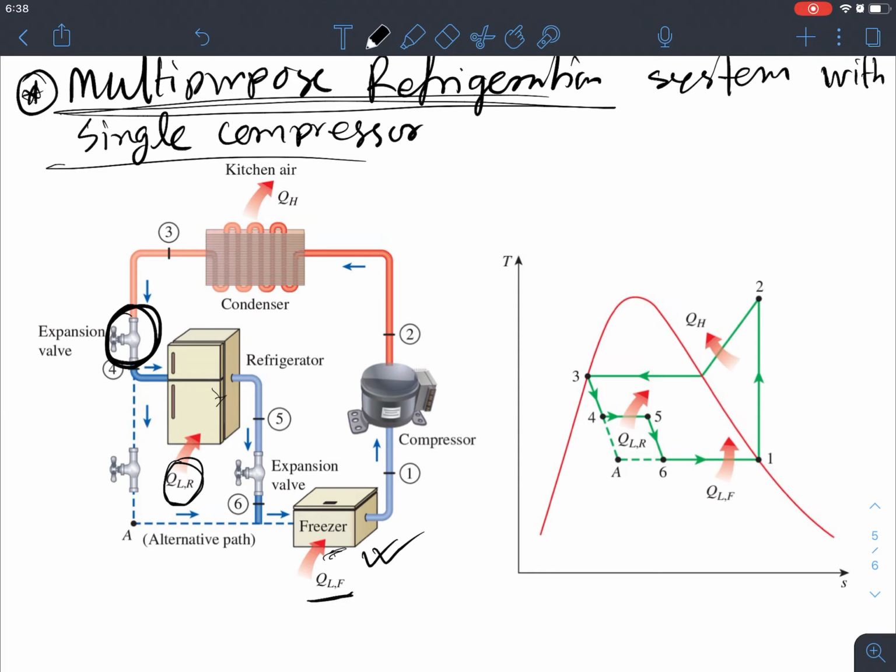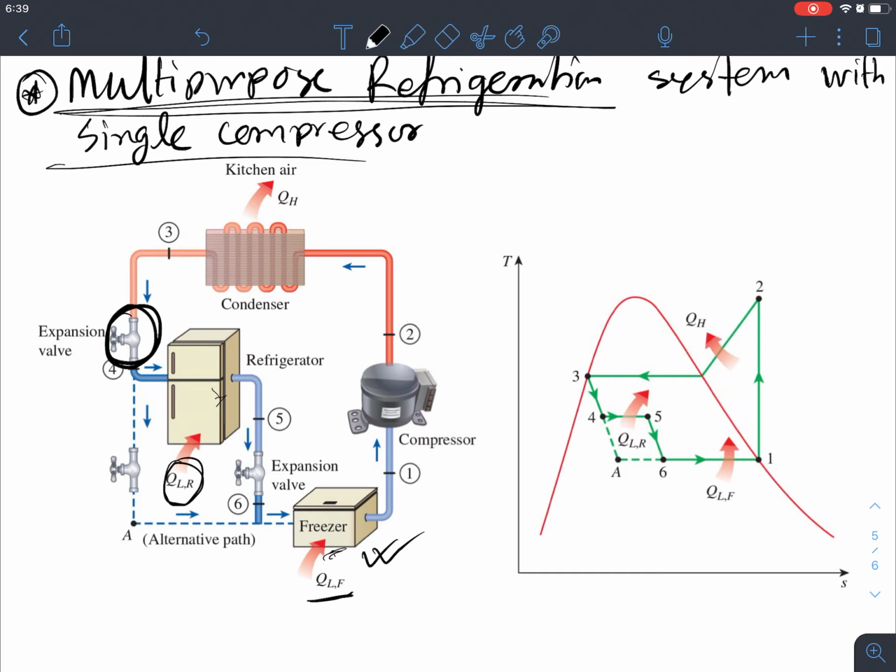And then it's basically becoming very low temperature refrigerant, and by absorbing the heat, it's becoming vapor. Once it's converted to the gaseous phase, it comes through the compressor and runs the cycle.